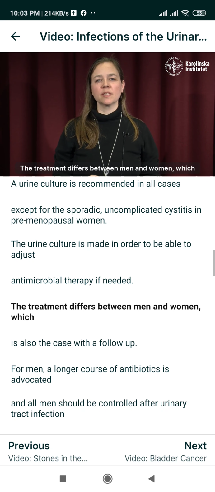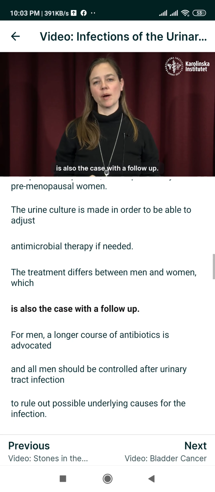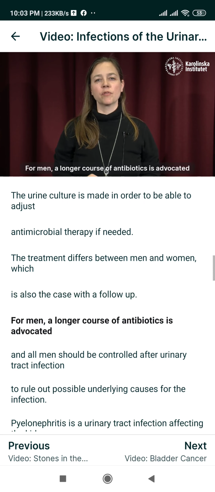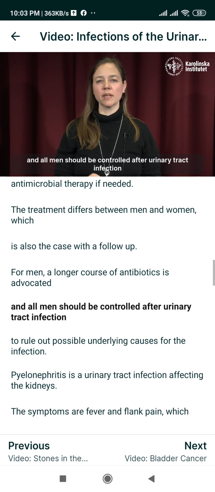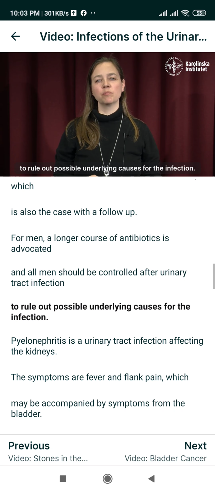The treatment differs between men and women, which is also the case with the follow-up. For men, a longer course of antibiotics is advocated, and all men should be controlled after a urinary tract infection to rule out possible underlying causes for the infection.